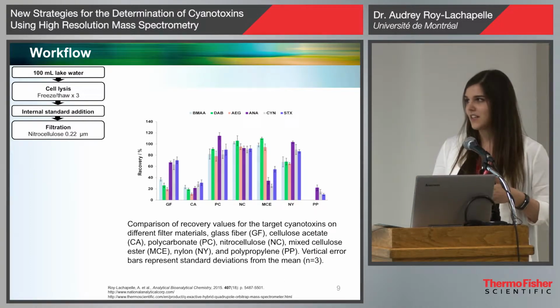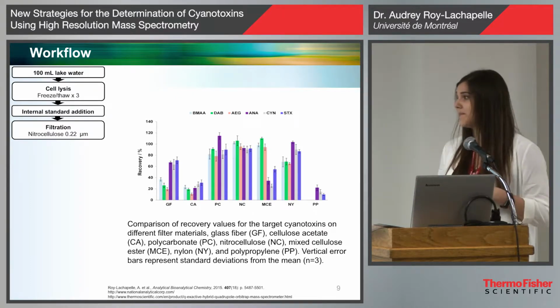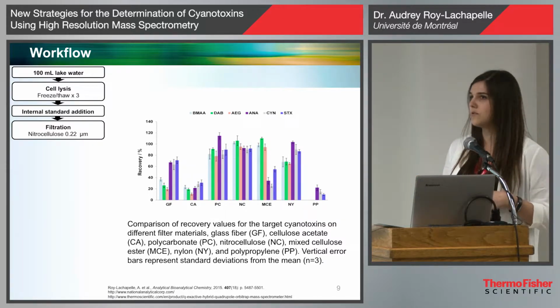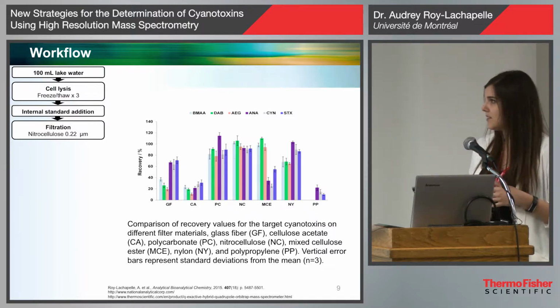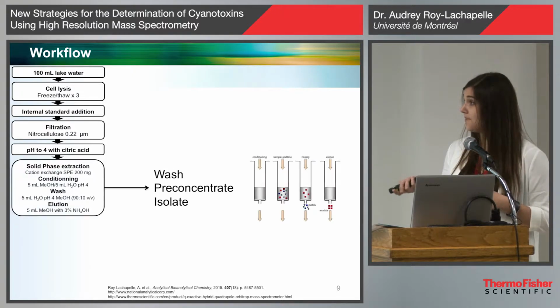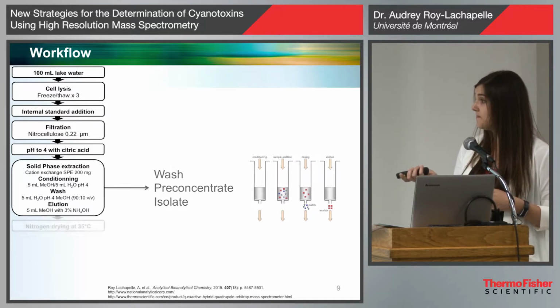Some toxins can adsorb on some materials and some are not adsorbing on these materials, so we have to study precisely which filter can be used, so we don't lose any material or toxin during our analysis. We acidified the sample and submitted it to a solid phase extraction.